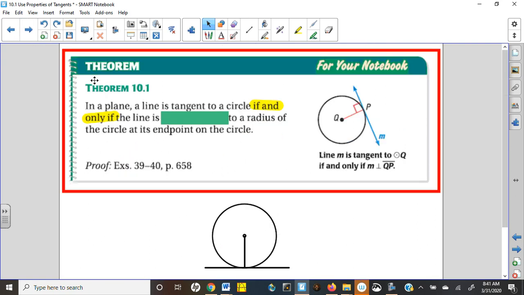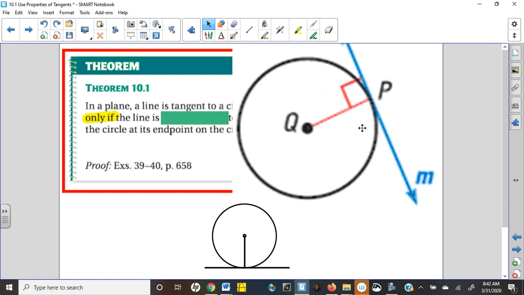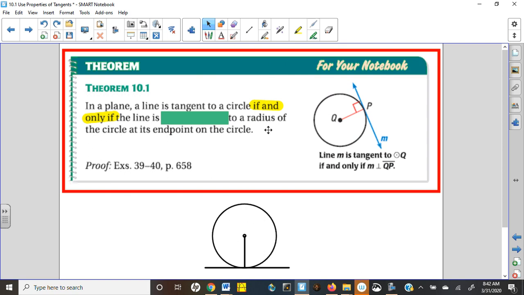Moving on, let's do our theorems. The first theorem tells us that if we have a line that's tangent to a circle, then it must be what? Well, the picture gives it away, doesn't it? What is the relationship of this radius drawn to that tangent line? We see a little box right there. We know that means a right angle. And so the line would have to be perpendicular to the radius of the circle that goes to that point of tangency. Now notice this is an if and only if.